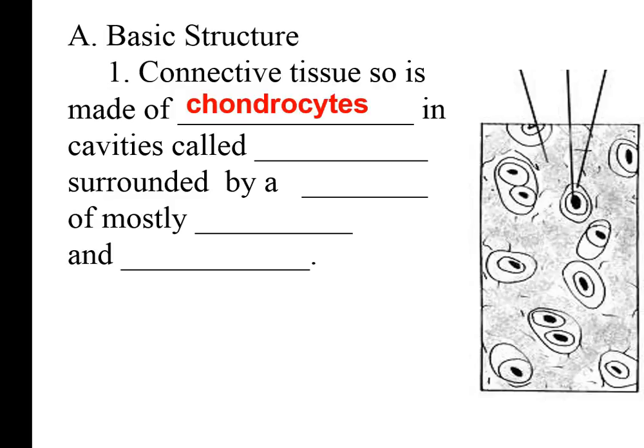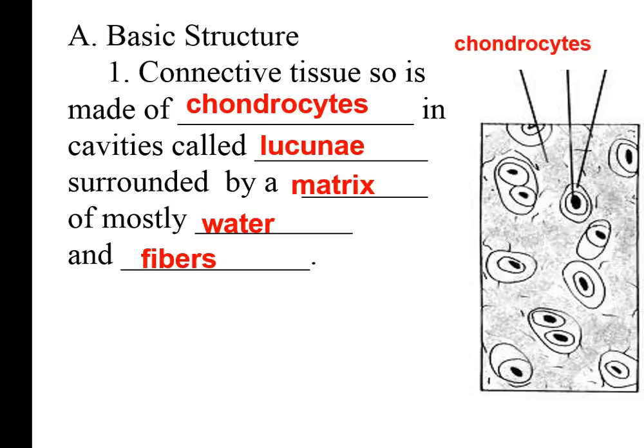The chondrocytes are found in little cavities called lacunae, or a lacuna, and surrounding the lacunae is the matrix that's mostly water and fibers. So it makes it a very almost plastic-like matrix, one that is tough but actually has a little bit of flexibility. So looking at our picture, the chondrocytes are the cells with the dark staining nuclei. They're in a cavity called the lacuna, and in between the lacunae is the matrix, and you can see some very fine fibers in this matrix.